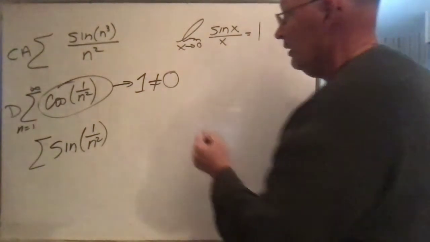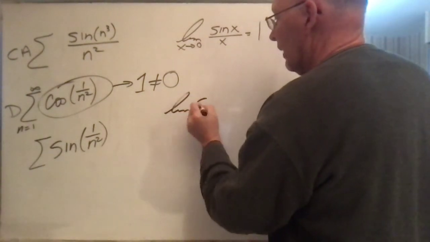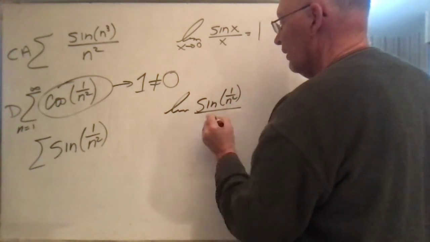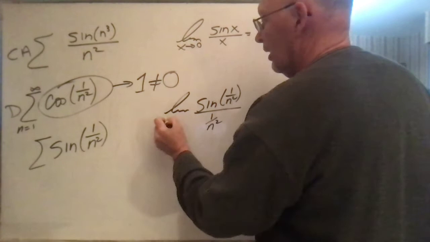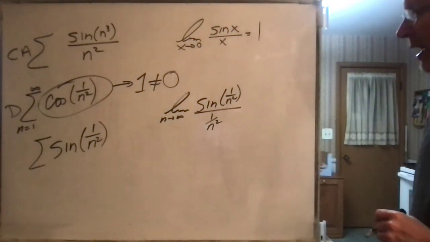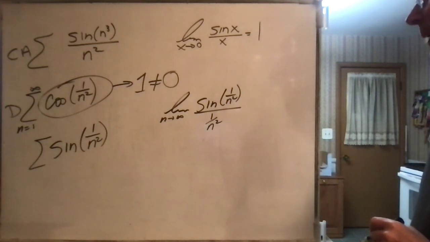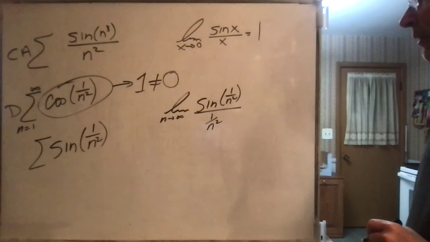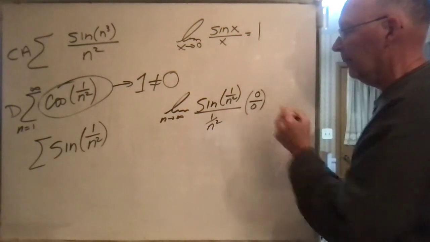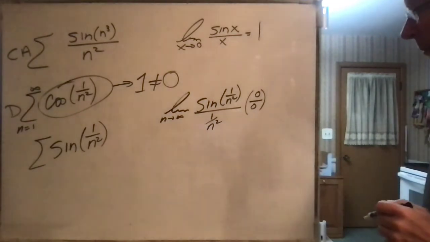How do I prove it? Here's the way I prove it. I take the sine of 1 over n squared and I compare it with 1 over n squared. And I say what happens to that as n goes to infinity. And so how do I do that one? These things are both going to 0. I'm going to use L'Hopital's rule on it.